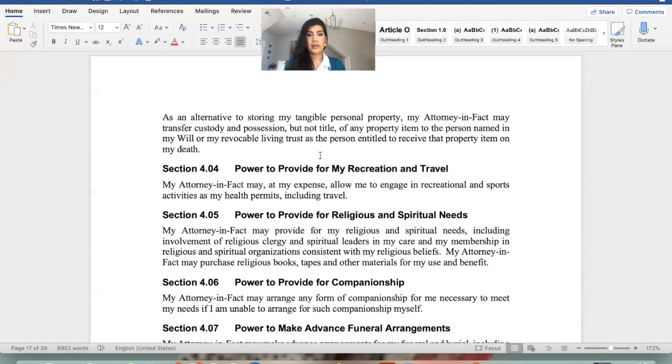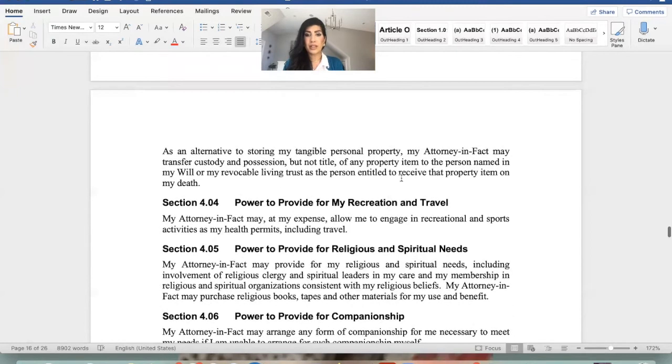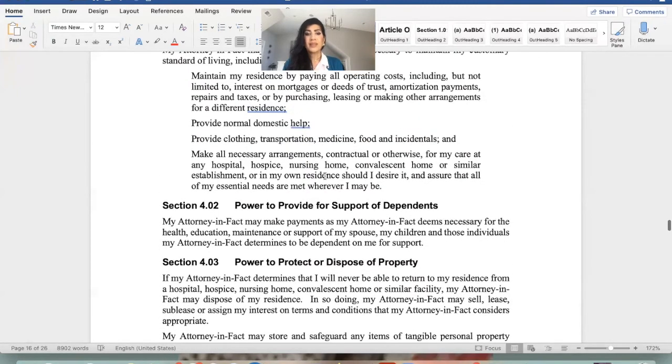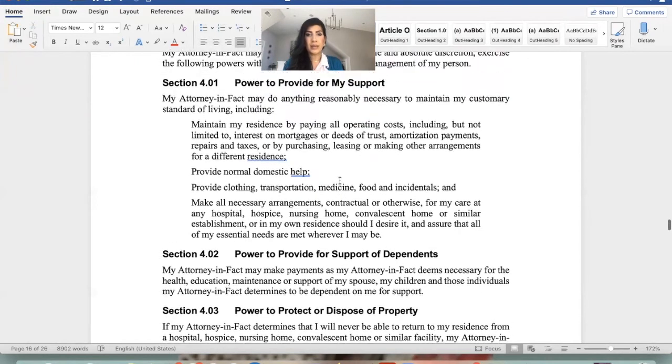So you'll see here, some of the things you probably even think about. I just randomly came on this page: power to provide for my recreation and travel, power to provide for support of dependents. This is very important for those that have kids. You want to make sure that there's no gap in making sure education and things like that are being paid for.